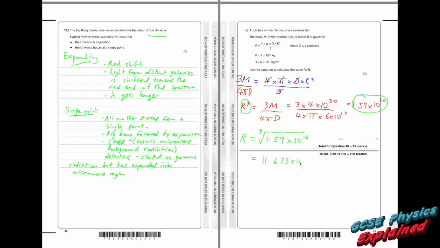11.675 times 10 to the 3. Now they've given us the numbers in a very basic form. So if we were to manipulate that, let's use this 7 to turn the 6 into a 7. 1.17 times 10 to the 4. And that's it. We are finished the paper.